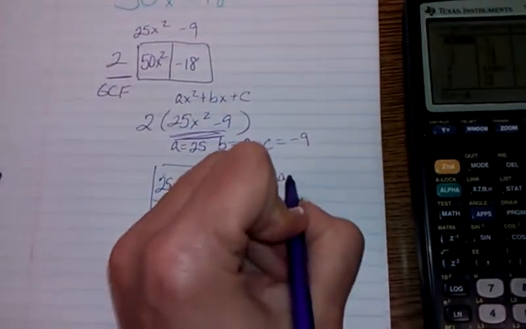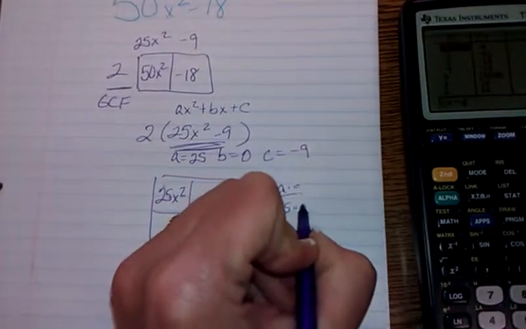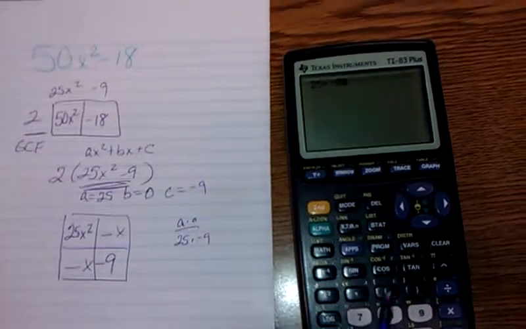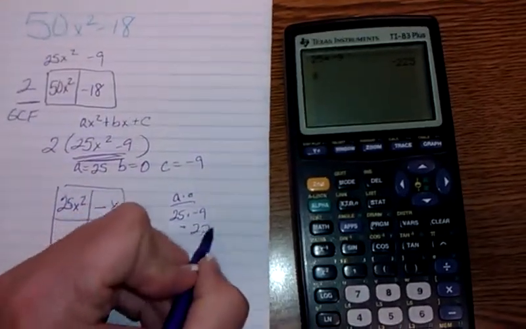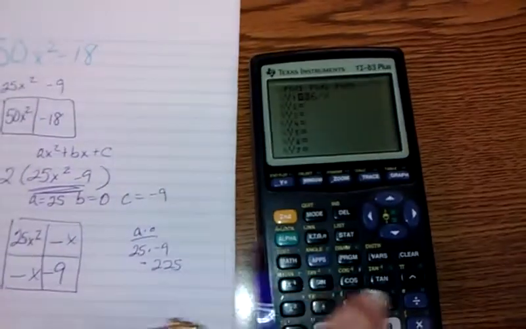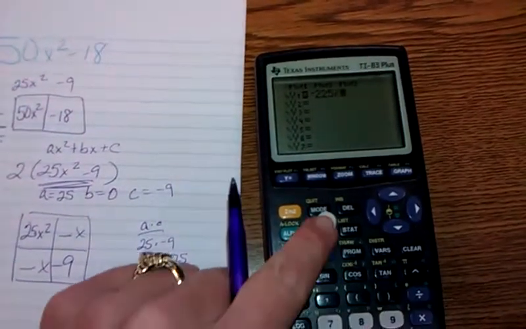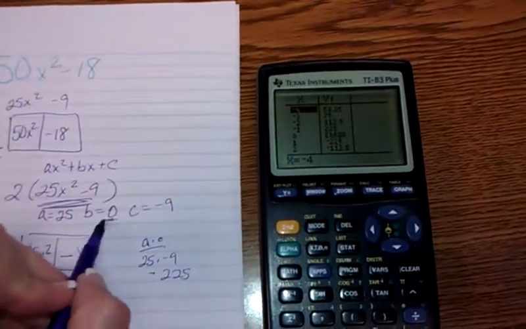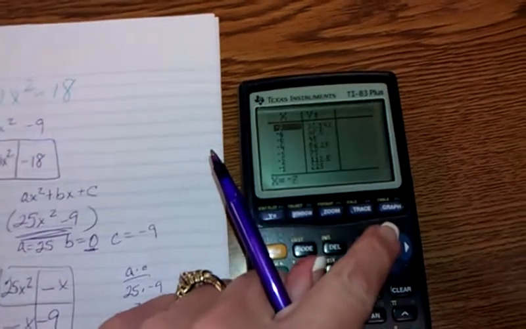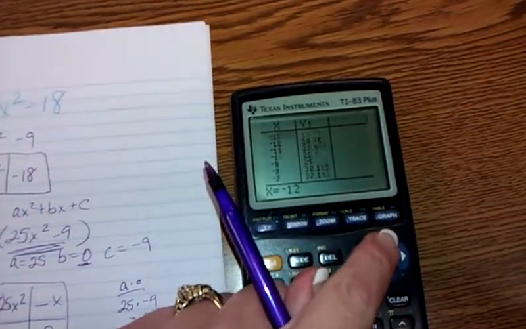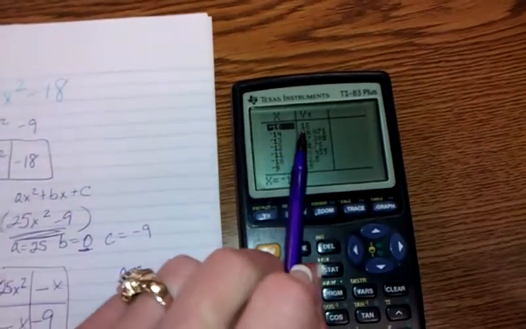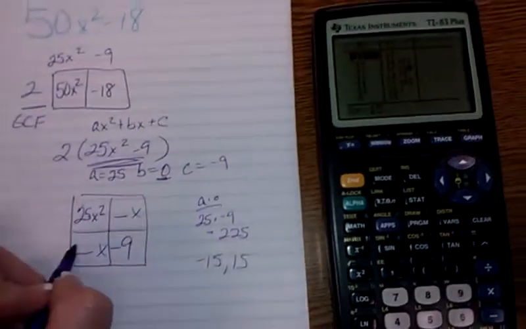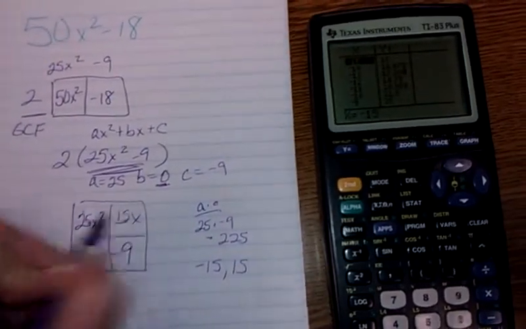So I'm going to go A times C, 25 times negative 9, which gives me negative 225. So I'm going to go to y equals and put in negative 225 divided by x, second graph. I want the numbers that add up together to give me 0. One's got to be positive and one's negative, and they've got to be the same number. There it is. I have negative 15 and 15. So I'll put negative 15 here, and I'll put 15 here.